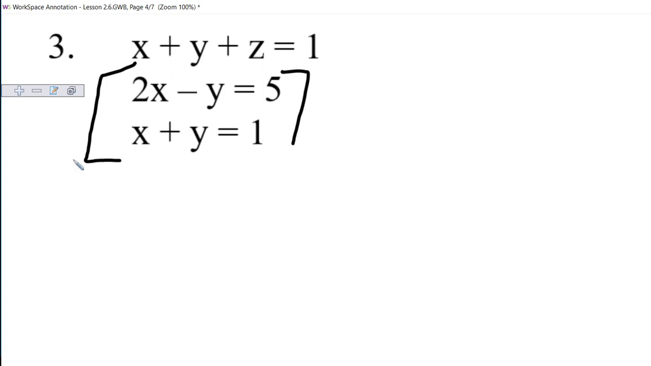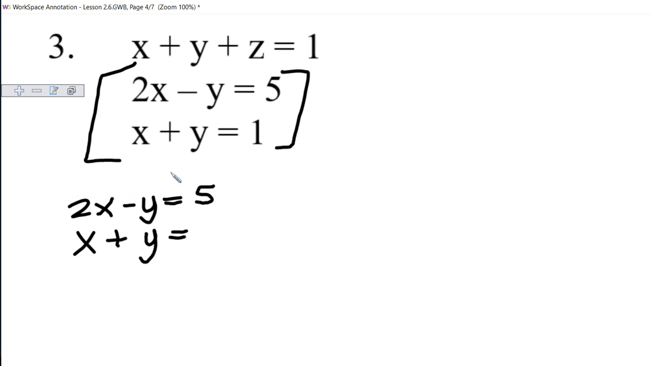So I'm going to rewrite the system down here. 2x minus y equals 5. X plus y equals 1. How do I know this is an elimination form? Variables are on the left. The constants are on the right. Do you see a zero pair? Yeah. Negative y, positive y, there's a zero pair.